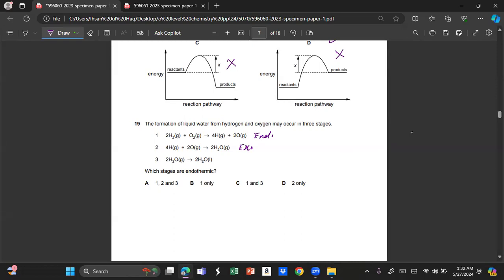And steam, when converted to liquid water, the gas always releases energy when it is cooled down. So it is exothermic. So we will reject options 2 and 3. We will accept this. So the answer is B. Hope you understand, boys.